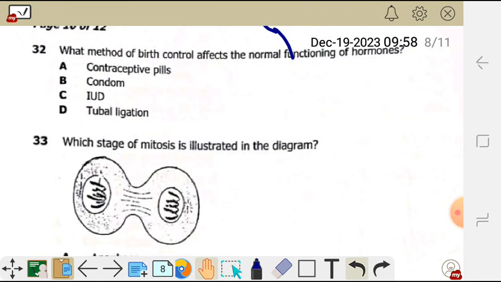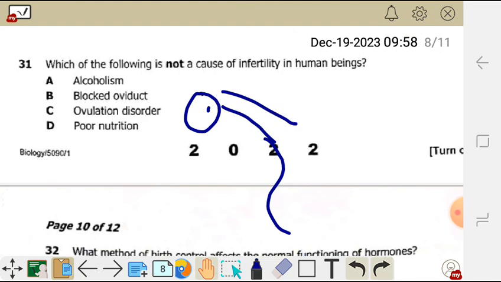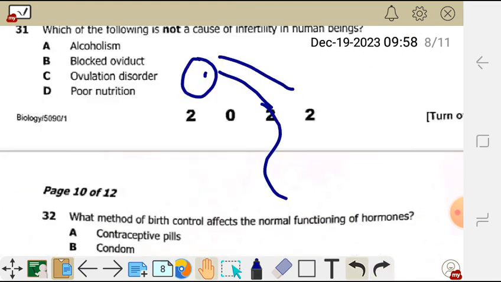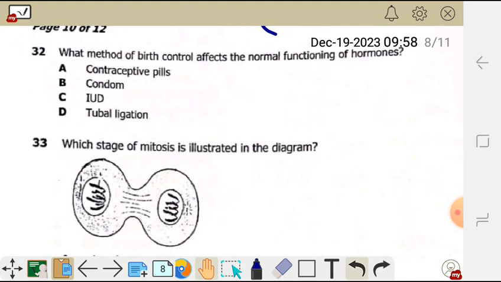Question 32. So question 32 reads, which method of birth control affects the normal functioning of hormones? A, contraceptive pills, B, condom, C, IUD, D, tubal ligation. So here, what method of birth control affects the normal function of hormones?